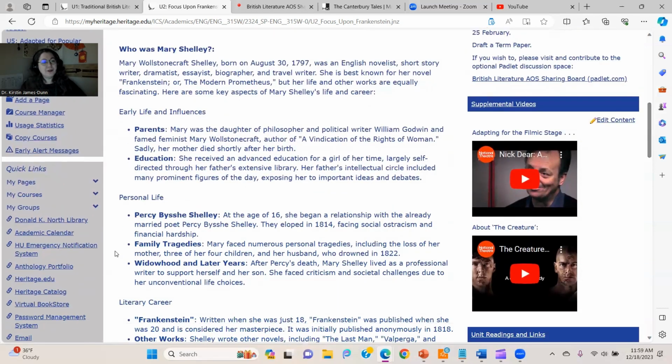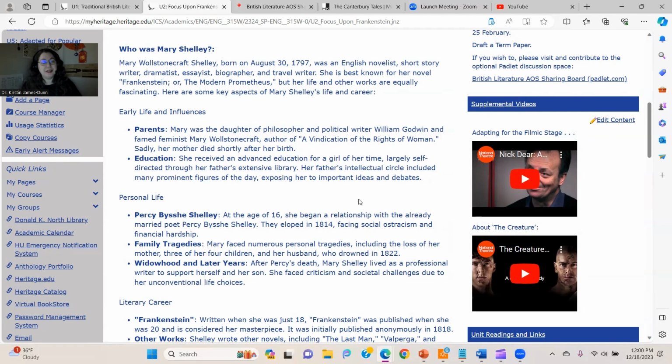As a female and feminist author of her time, she faced many challenges, but her parents were role models for her. Mary was the daughter of philosopher and political writer William Godwin and the famed feminist Mary Wollstonecraft, author of A Vindication of the Rights of Women. Now, sadly, her mother died shortly after her birth. Mary received an advanced education for a girl of her time, largely self-directed through her father's extensive library.